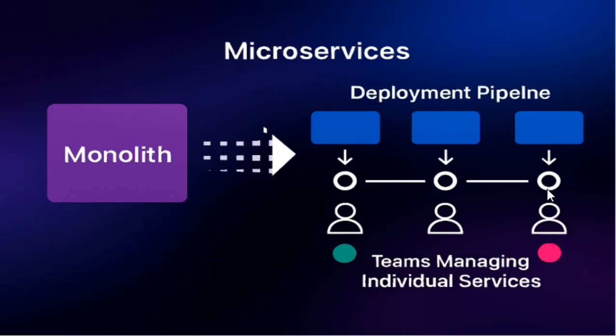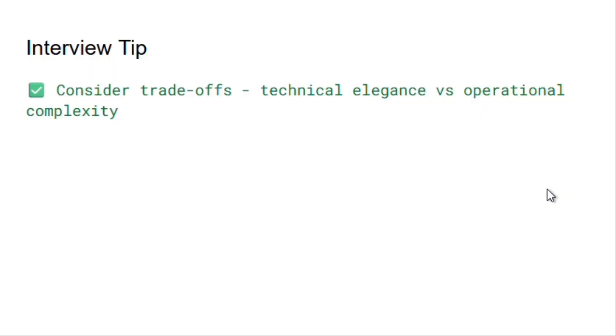Consider team size. Smaller teams may struggle with microservices. Also evaluate business priorities, speed of feature delivery versus long-term maintainability. The best approach is incremental evolution. Design modules within the monolith so splitting them into microservices in the future is straightforward.